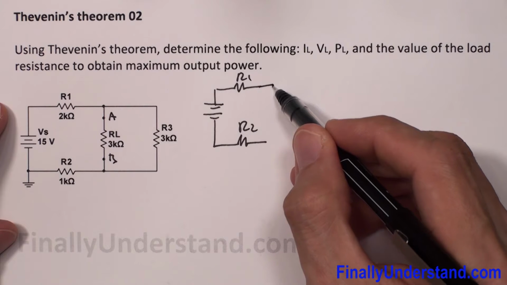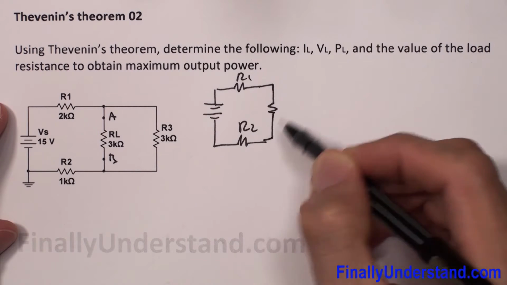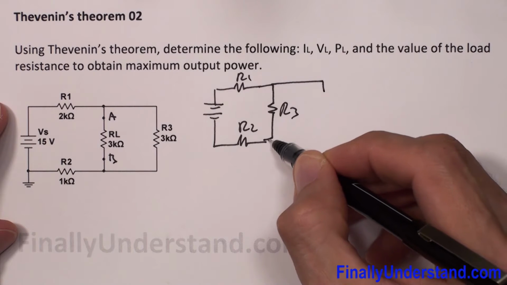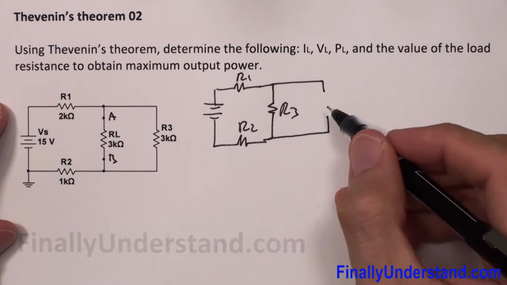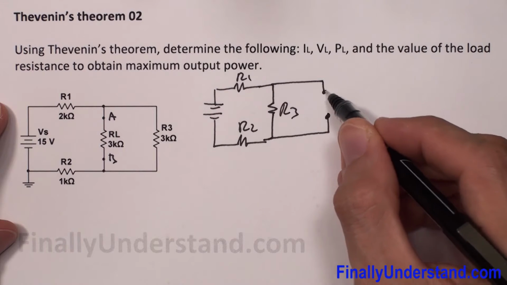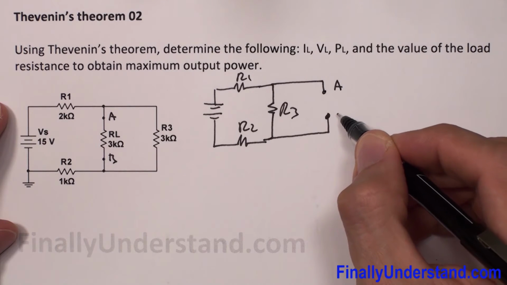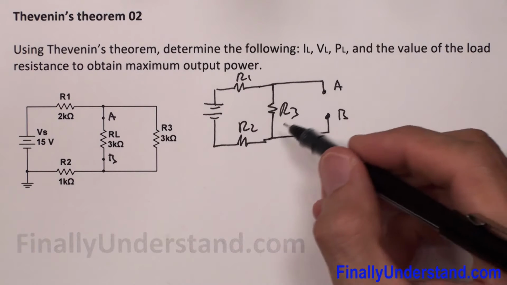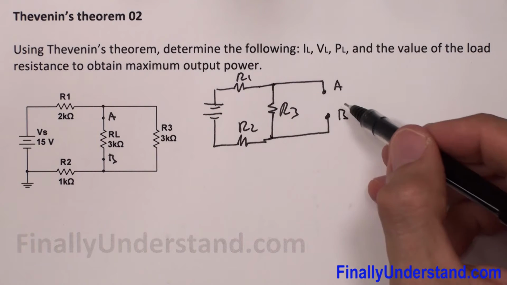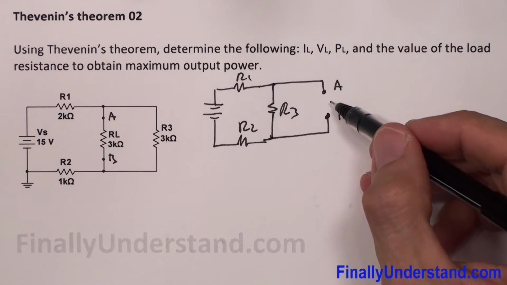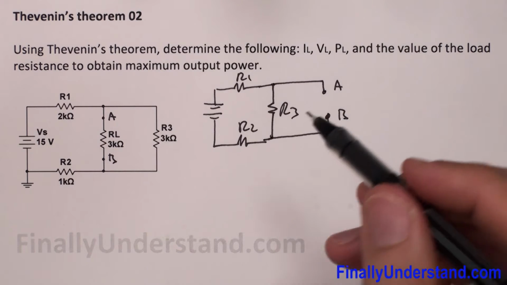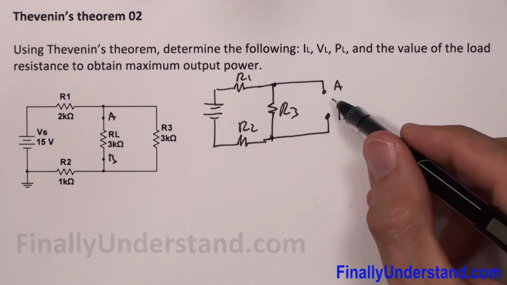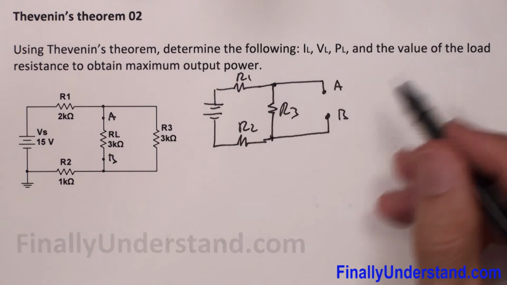Okay, so I have my resistor R3 over here, and I have my resistor RL over here. So this is my point A and this is B. Because we're supposed to Thevenize it, we're supposed to simply remove RL. So in order to draw the circuit twice, I'm going to just remove my resistor RL at this moment.